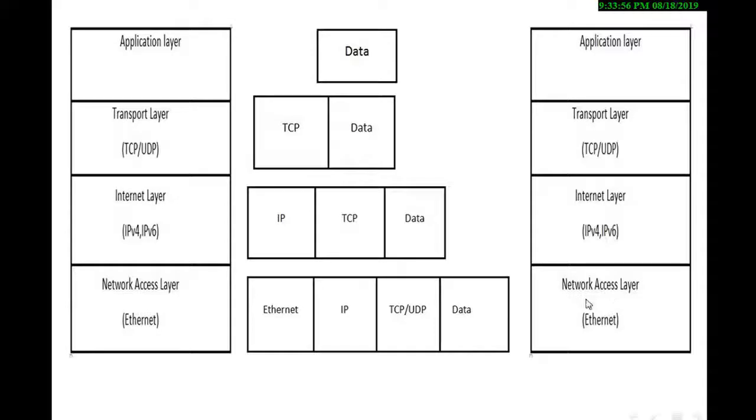And on the other side, every layer will just look at the header that the corresponding layer on the first side has added. For example, the network access layer doesn't care what the internet layer has added to the packet. It only cares about what the network access layer protocol, Ethernet in this example, has added to the packet. And then it will strip out the corresponding header and deliver this packet to the top of the hierarchy.